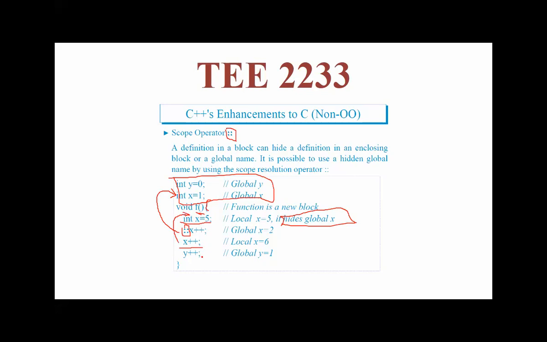But if you say y++, because there was no declaration of a variable called y in this function f, this will automatically refer to the global y, because y has not been hidden by any other definition of a variable inside the block f. So you only use this when you know that the global variable has been hidden by another definition in the local function. Then you use this when you want to refer to the outside value. I think that makes it clear there.